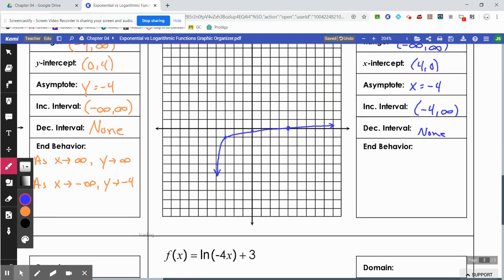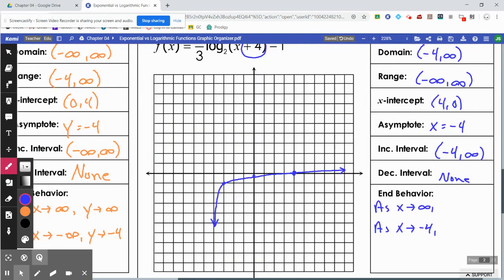And finally, my end behavior. As x approaches infinity, or as we travel to the right on my graph, it increases without bound. As we get closer to -4, which is my asymptote line on my graph, my y decreases. So it approaches negative infinity.